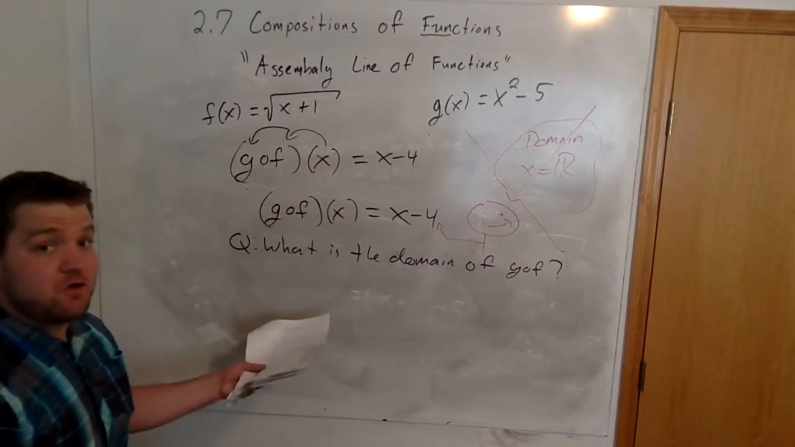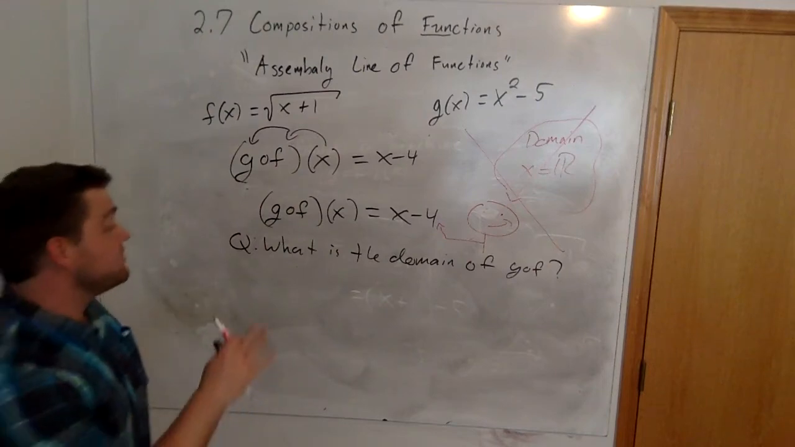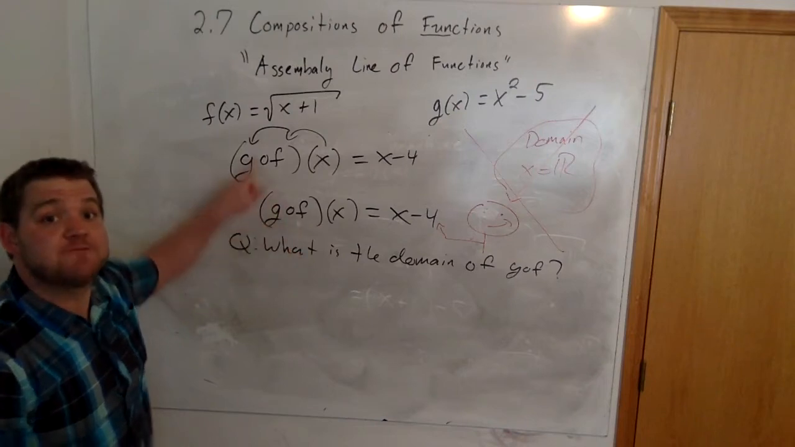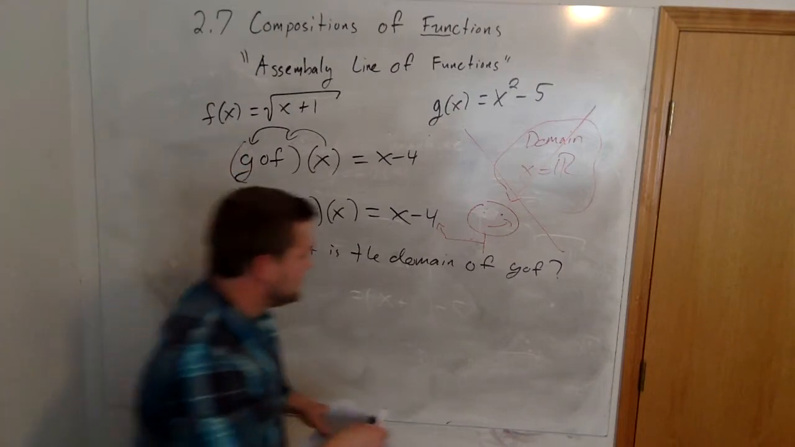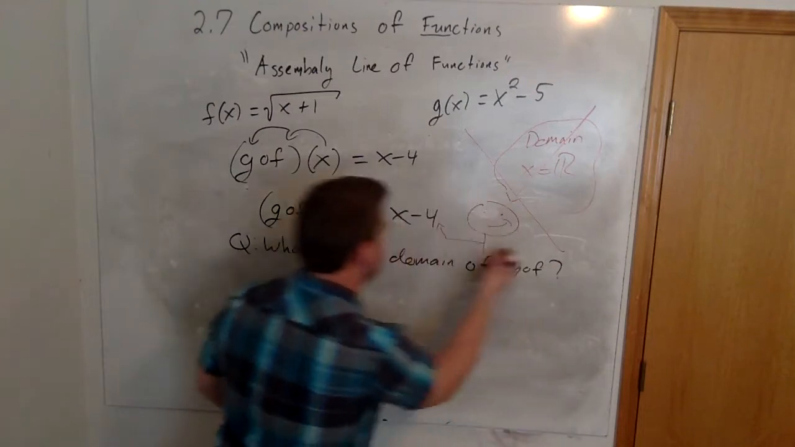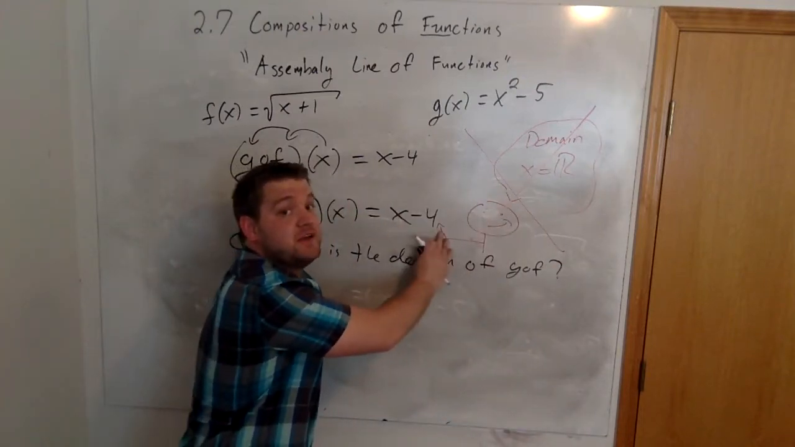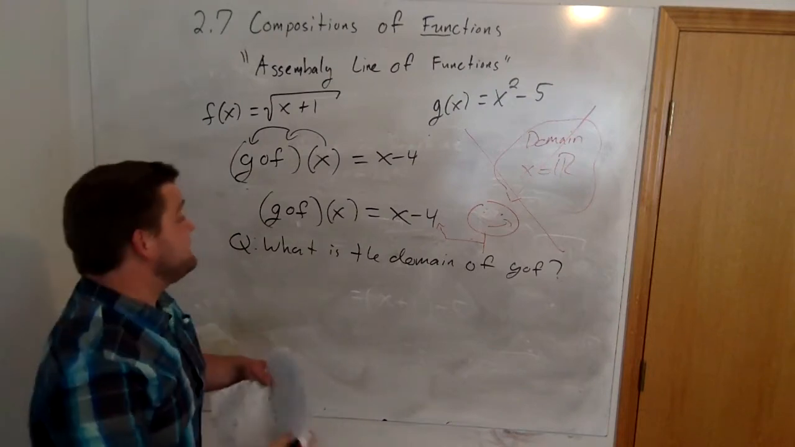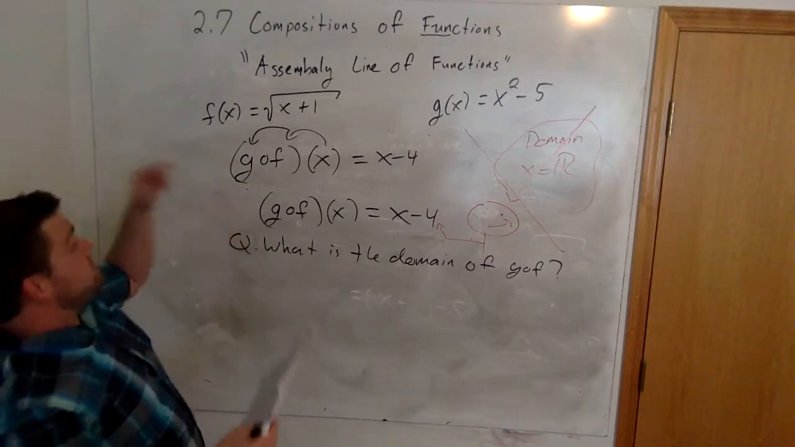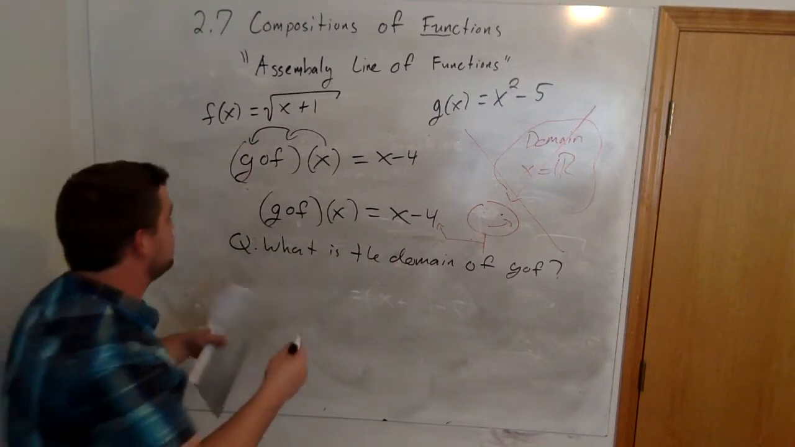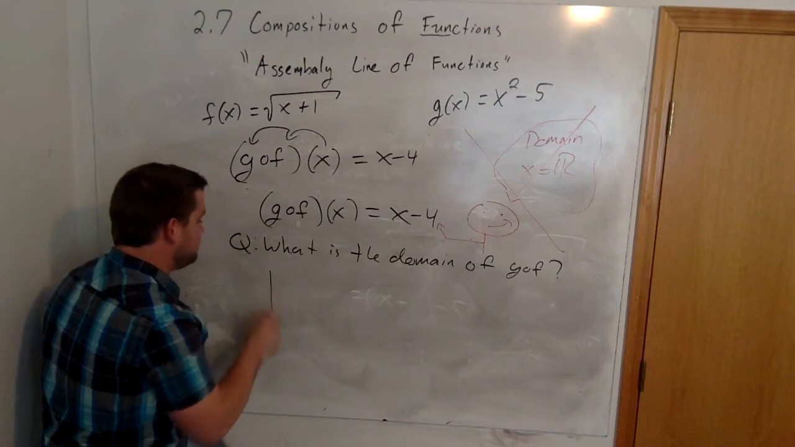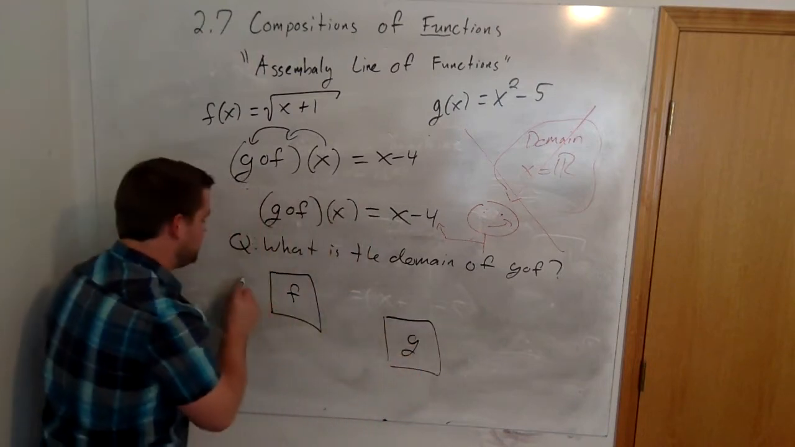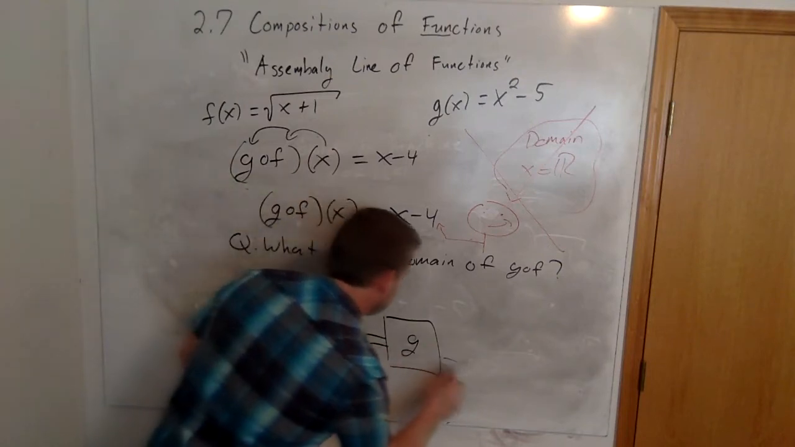We have to be careful because remember this is a machine, and I first had to plug things into f first. And f only accepts certain things. So let me show you what I mean. When I'm finding the domain, a common mistake is to only look at the end result. But I first had to run the number through the first machine, so I have to make sure that the first machine accepts all the values. Here's f, and here is g.